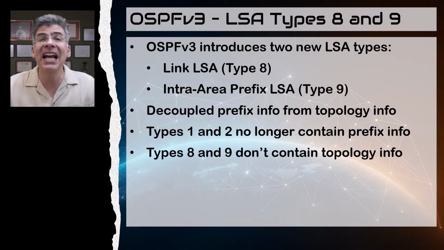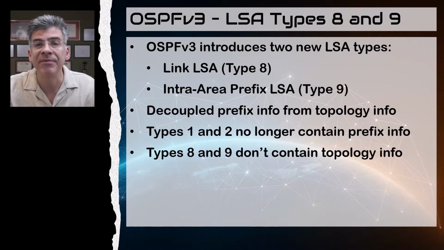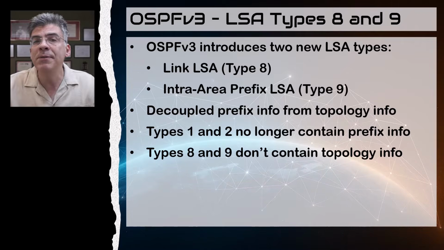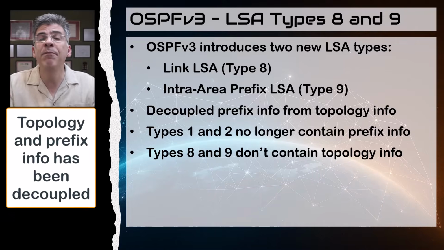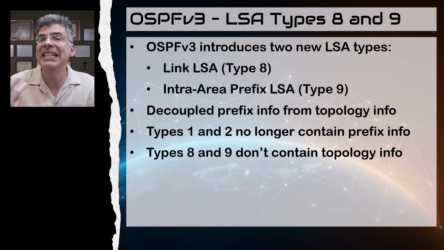All of the prefix information has been moved to types 8 and 9. Similarly, types 8 and 9 don't contain any information about topology. They only carry information about prefixes. The result is that in OSPF version 3, topology and address information have been decoupled. Now, I've used that word several times. Let me explain exactly what it means.